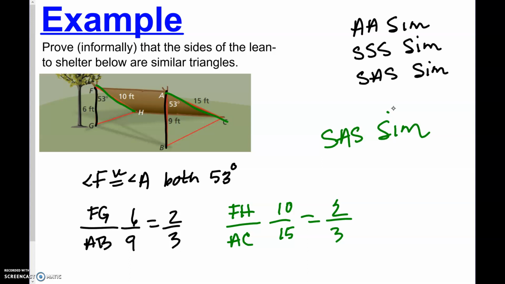All right, that about wraps it up for this lesson. Just remember that we have now added to angle similarity, side similarity and side-angle-side similarity. Remember the word similarity at the end, otherwise we are saying things are congruent.